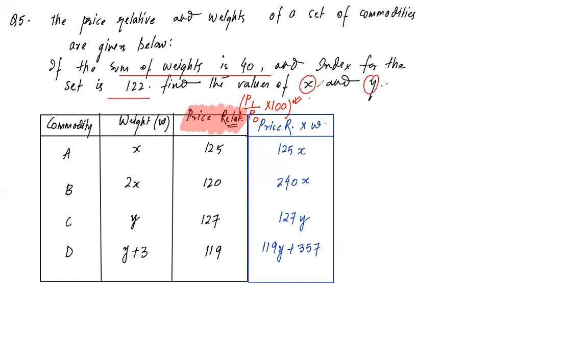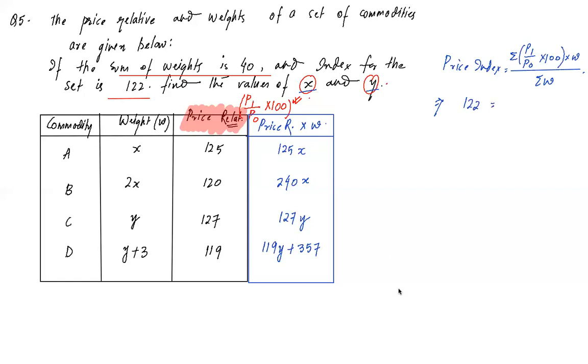Now एक चीज तो क्लियर है कि हमारे पास दो अननोन है x and y, तो we need at least 2 equations to solve them. तो सबसे पहला हमारे पास फॉर्मूला क्या है प्राइस इंडेक्स का? प्राइस इंडेक्स is equals to summation P1 by P0 into 100 into W whole divided by summation W. This is what we have. Price index value they have given, it is 122.